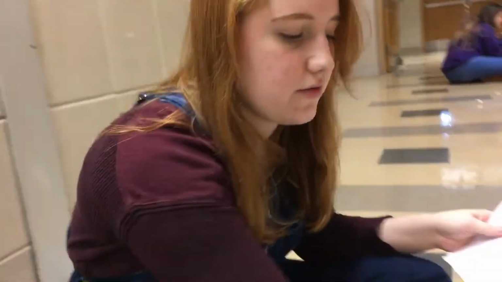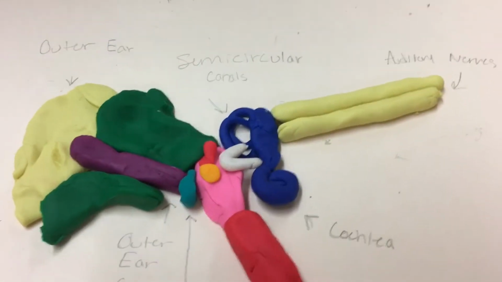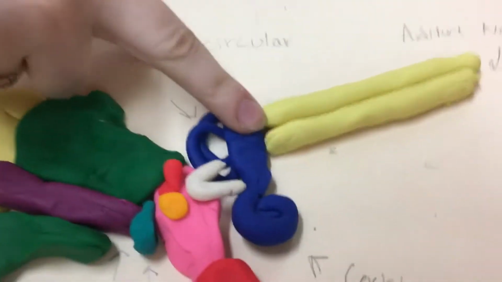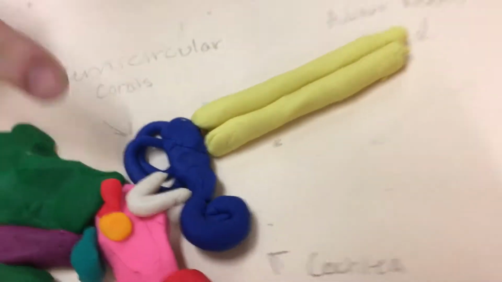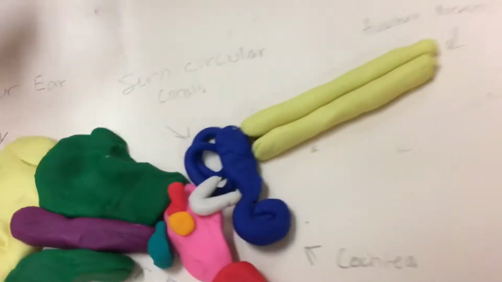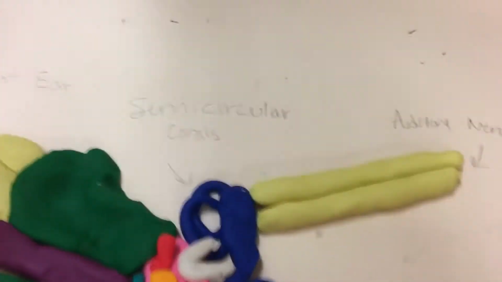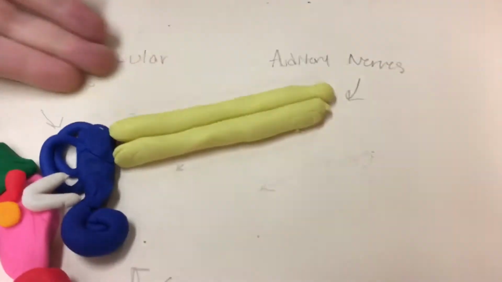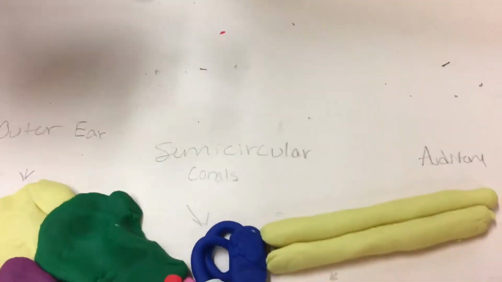Okay. So over here, we have our auditory nerve, and this connects to the brain. And so the hair cell movement, which is in the cochlea, triggers impulses in the adjacent nerve cells. So the axons of those cells converge to form the auditory nerve, which sends neural messages to the auditory cortex in the brain's temporal lobe.